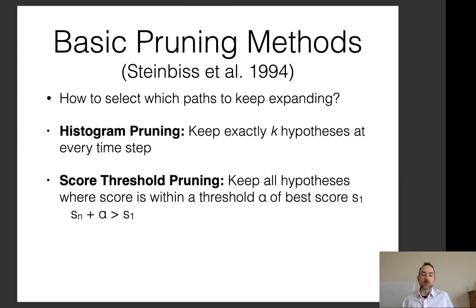There's also score threshold pruning, which keeps all hypotheses where the score is within a threshold alpha of the best score S1. For example, we might choose a threshold of 1, and we would keep all scores that were no more than 1 worse than the best score that we have seen at this time step. This can be useful because in some cases we're very, very certain of the next output, and in some cases we're not very certain of the next output.